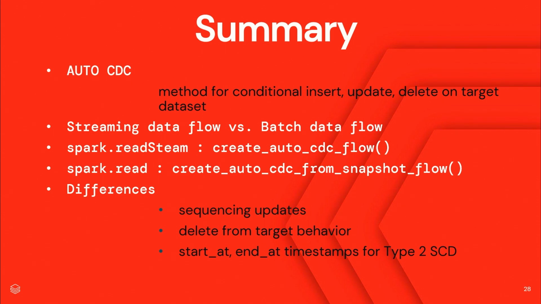They function mostly the same, but there are a few nuanced differences in behavior. The way updates get sequenced are handled slightly differently. Delete behavior is slightly different between the two. And if you are doing type 2 SCDs where you're setting a start at and end at for each row, the actual timestamp value will be a little different if you're using a batch read versus a stream read. I'm not going to get into all those nitty-gritty details. It's all documented. I just want you to be aware that there are some differences.